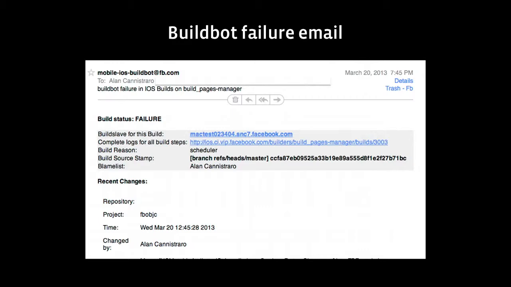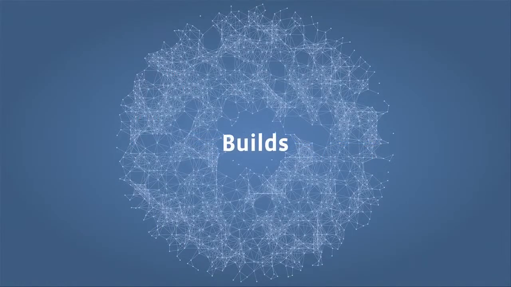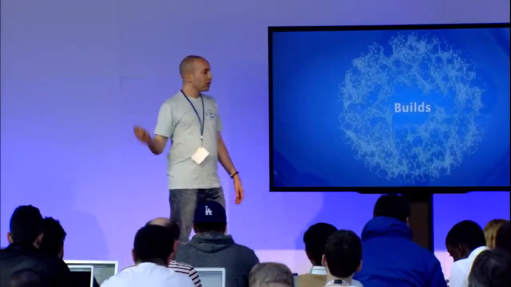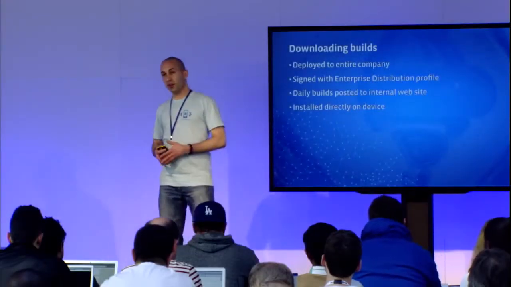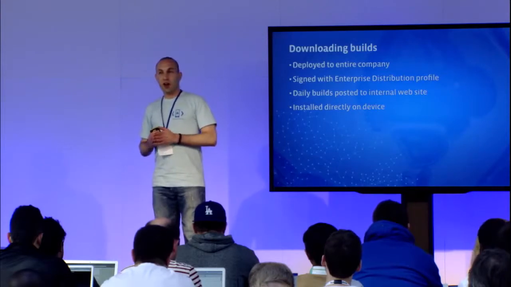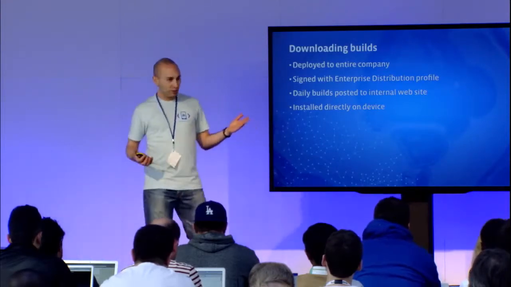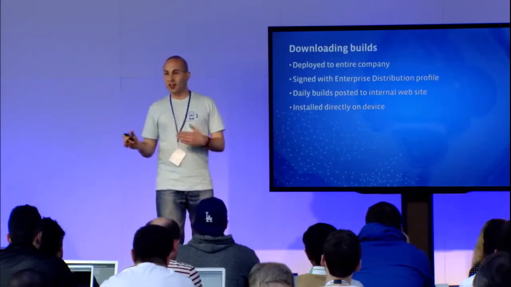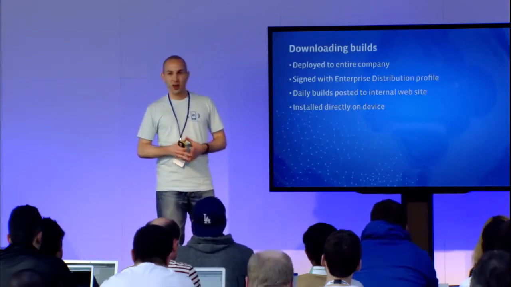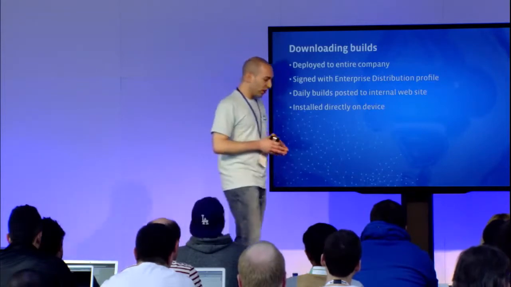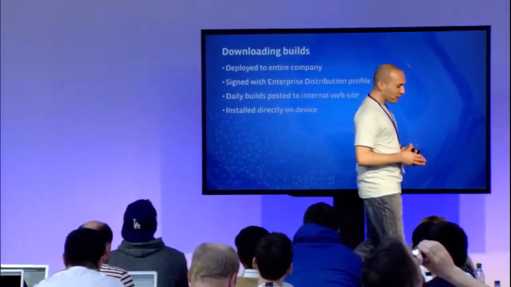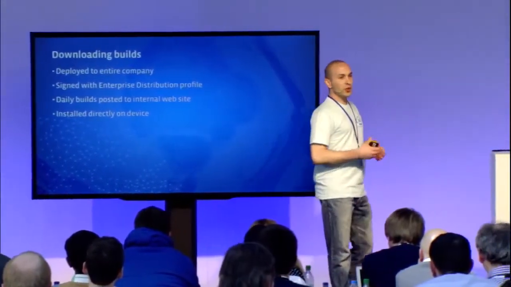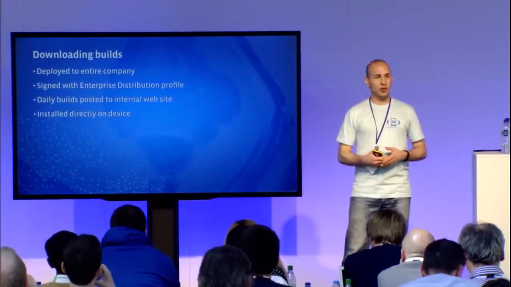All right, so I want to talk a little bit about how we handle builds at Facebook and how we dog food internally. We have lots of employees at Facebook, and all of them are faithful users of our products, I like to believe. And so there's no better people to be our guinea pigs on our version of the app than our employees. So we deploy to everybody internally. And we do this by signing with the enterprise distribution profile.